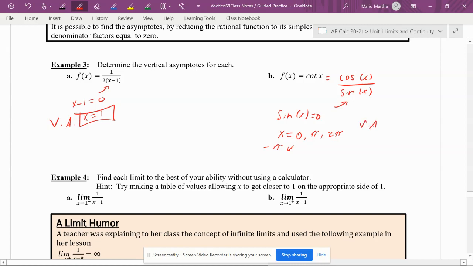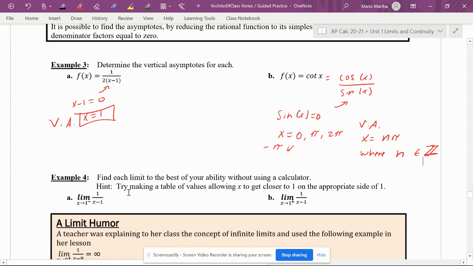So the vertical asymptotes for this one are x equals n times pi, where n is an integer. That's the symbol for integers right there.